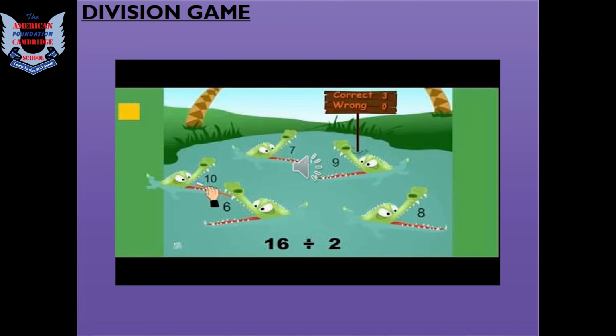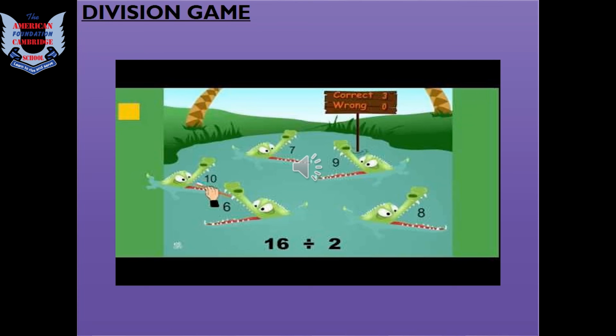Children, here is a small division game for you. It is very interesting and very easy. If you have understood all the division facts and all the examples, you can easily do this. If you give the correct answer, you will get 3 points, and if you give the wrong answer, you will get 0. So what you need to do is to solve this sum which I have given you. You have to divide 16 by 2.